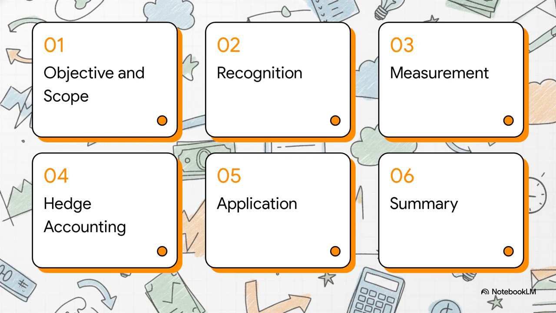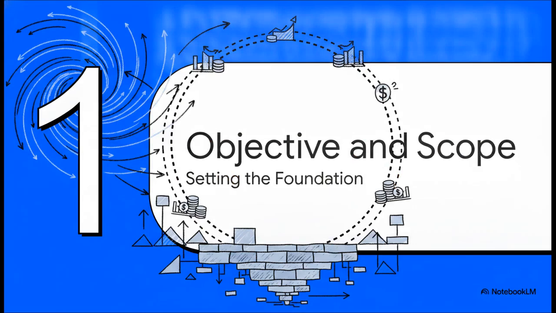Here's our roadmap for today. 1. Objective and scope. 2. Recognition and classification. 3. Measurement and impairment. 4. Hedge accounting. 5. Application and judgment. And finally, 6. Summary and final recap. Let's get to it. All right, Section 1.